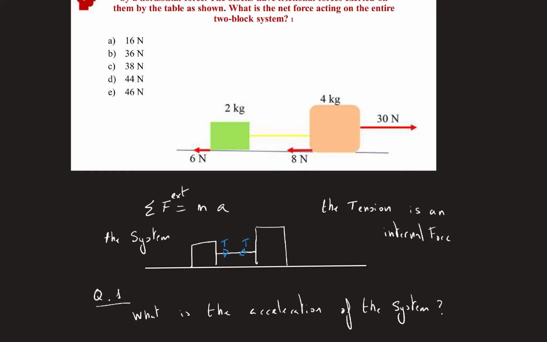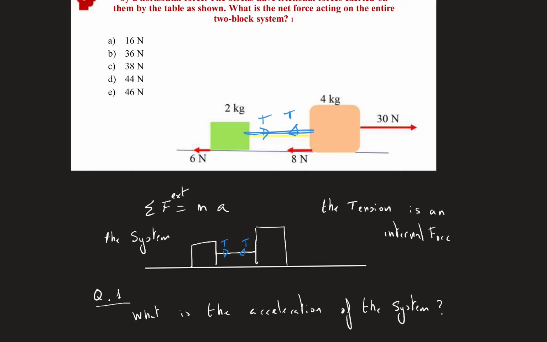We have forces acting on the two masses, on the 4 and the 2. And between them, there is an internal force: the rope that connects the two masses. What does it mean, the internal force? It means that the 2 kilograms makes a force on the 4 kilograms in this direction, and the 4 kilograms makes a force on the 2 kilograms in this direction.